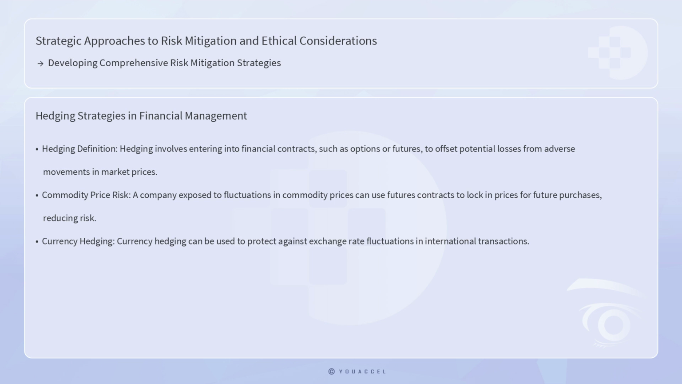Another key strategy is the use of hedging techniques. Hedging involves entering into financial contracts, such as options or futures, to offset potential losses from adverse movements in market prices. For instance, a company that is exposed to fluctuations in commodity prices can use futures contracts to lock in prices for future purchases, thereby reducing the risk of price volatility. Similarly, currency hedging can be used to protect against exchange rate fluctuations in international transactions.